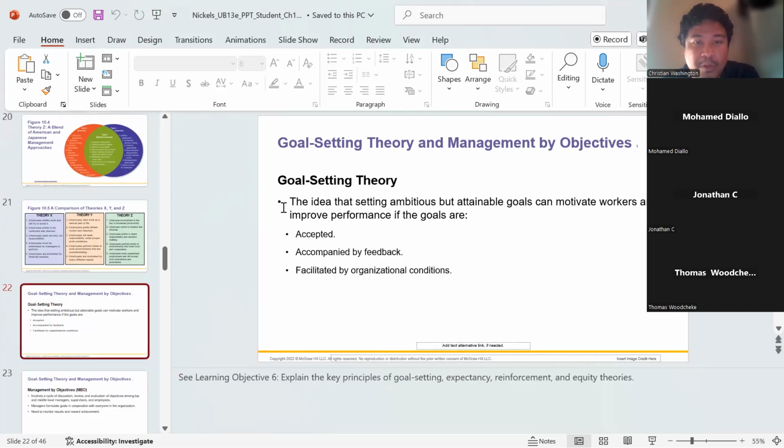So another theory, goal setting theory, the idea that setting ambitious but attainable goals can motivate workers and improve performance if the goals are accepted, accompanied by feedback, and facilitated by organizational conditions. That means if you're doing work, having goals to achieve helps focus the group and the individual on working on a task. If I don't set a goal for you, you just kind of meander. You don't know what you should be striving for.